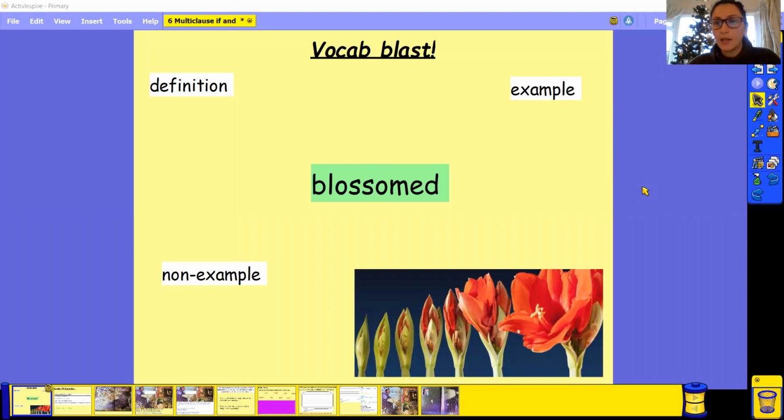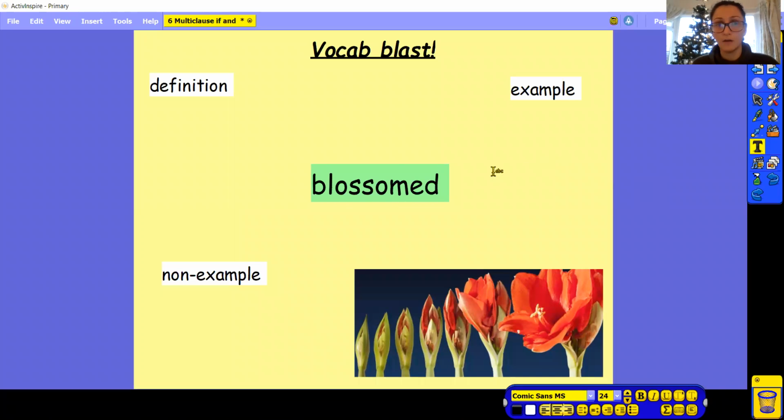So we are starting with a bit of literacy and we're doing a vocab blast. And we have this word in the middle that says blossomed. Can you say the word blossomed? Well done if you said the word blossomed. So this picture down here will give you a bit of a clue of what you think the word blossomed might mean. So have a quick pause and have a go at what you think the word blossomed means.